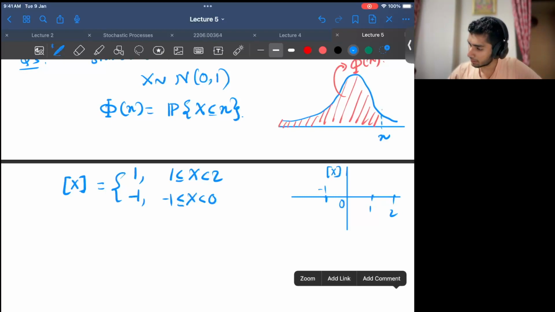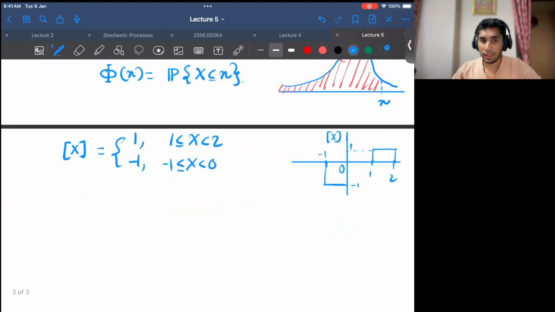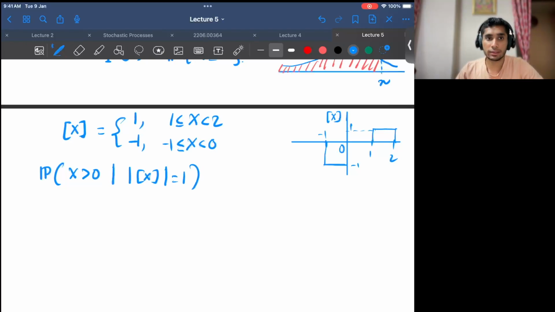This is 1 when x is between 1 and 2, so it is 1 here, and it is minus 1 if it is between minus 1 and 0. Maybe I'll zoom in to make sure that you see what it is. So this is your box function, and the question asked is: what is the probability of x greater than 0 given that mod of box x is equal to 1? This is the question.